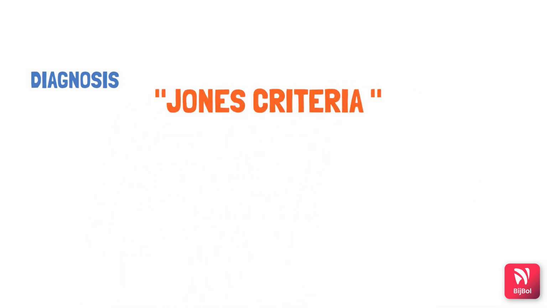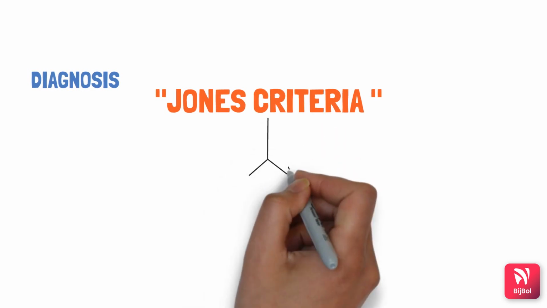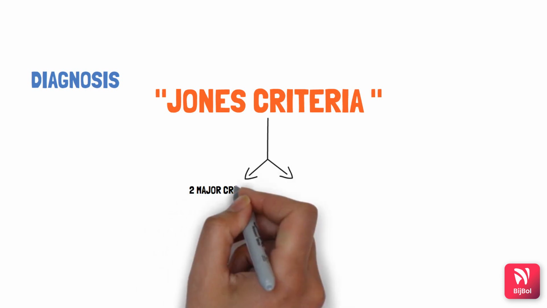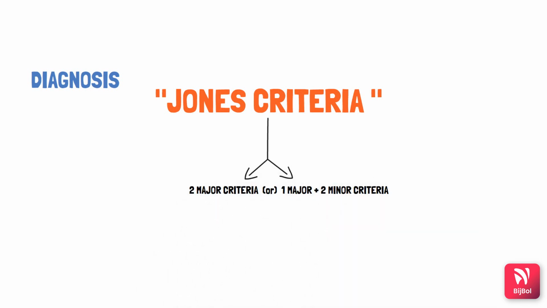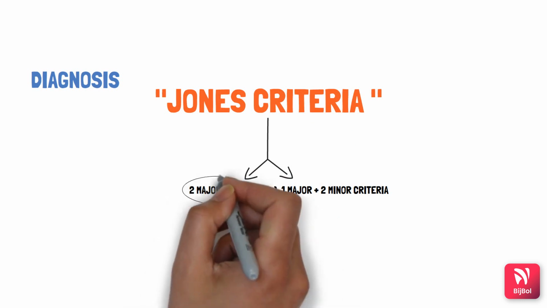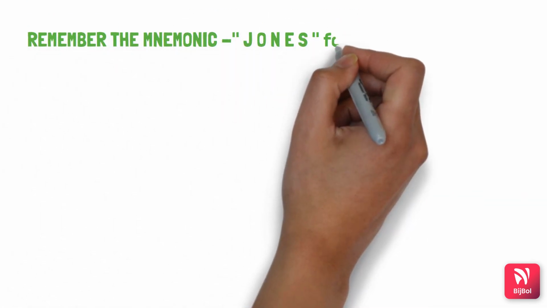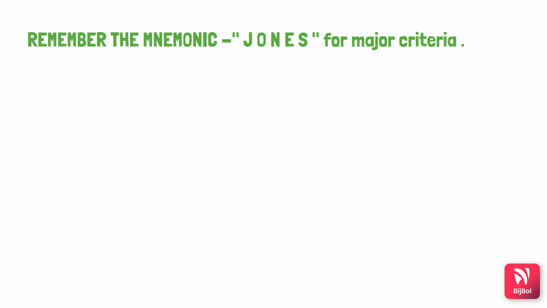So now, how do we diagnose rheumatic fever based on our clinical presentations and knowledge? In this case, we follow a specific criteria called the Jones criteria. What this criteria says is that in order to make a diagnosis, there must be either 2 major criteria or 1 major plus 2 minor criteria. We will see what that means.